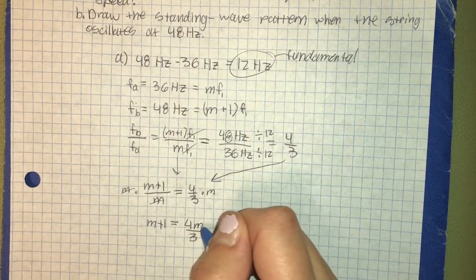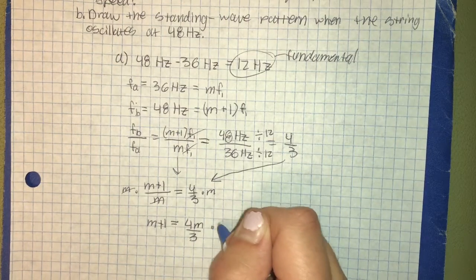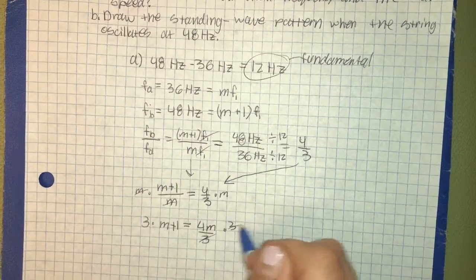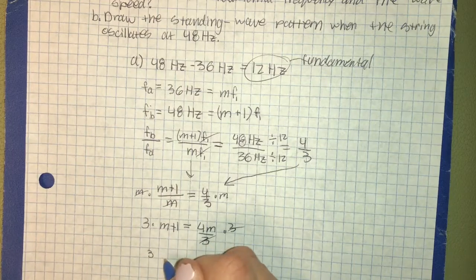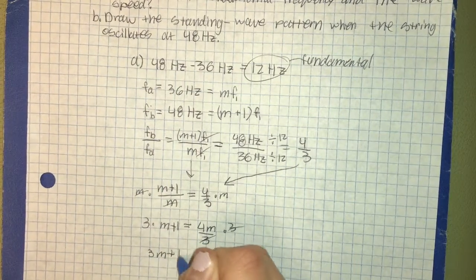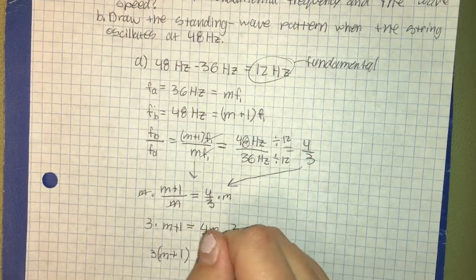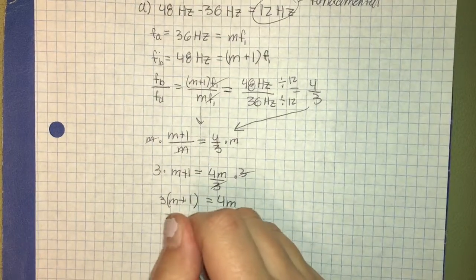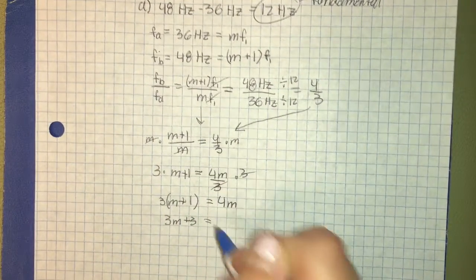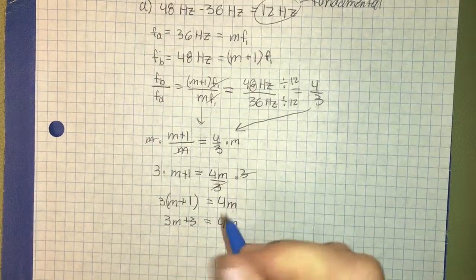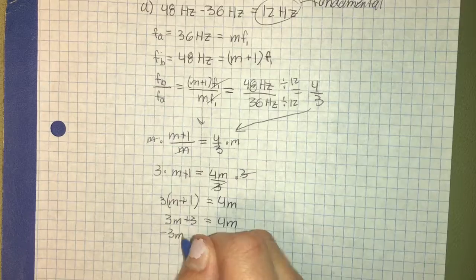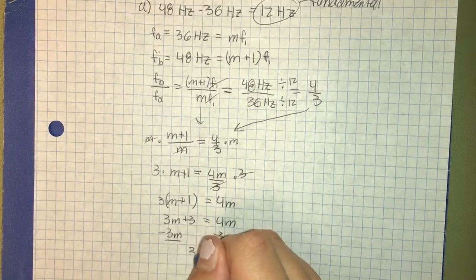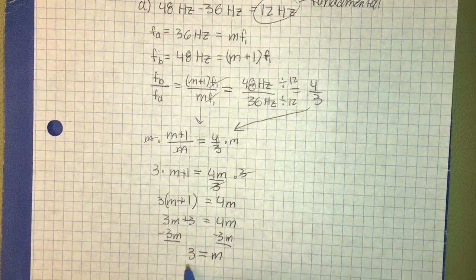And then we still want to find m, so we're going to try to get it by itself. Multiply both sides by 3. Then we have 3 times mode plus 1 equals 4 times the mode. We're going to go ahead and distribute that 3. And now we're going to try to get all m's on one side. And then we're left with mode equals 3.